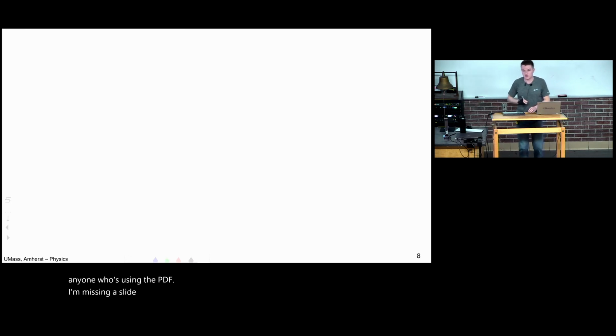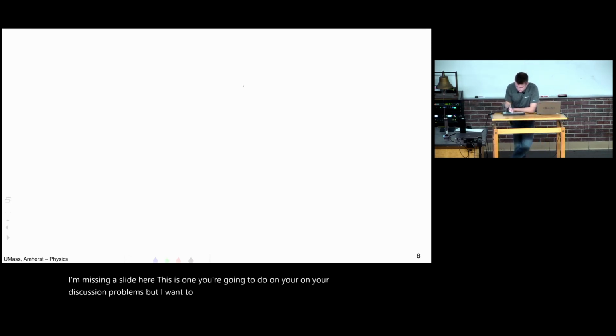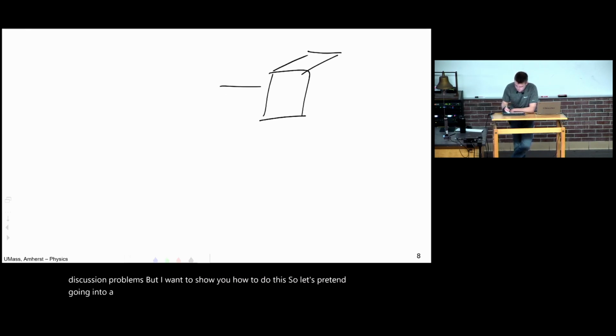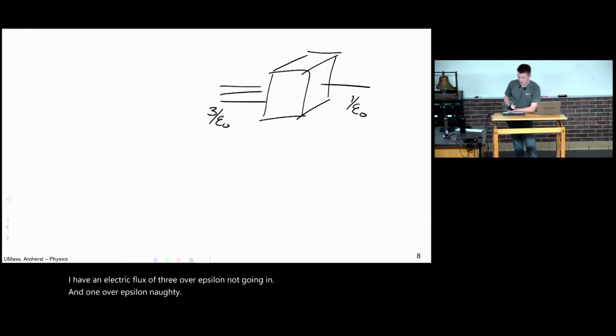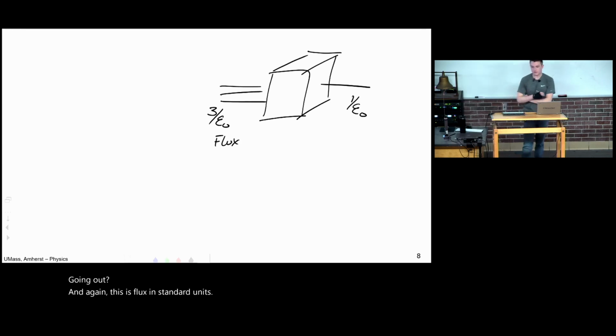This is one you're going to do on your discussion problems, but I want to show you how to do this. So let's pretend going into a box, I have an electric flux of 3 over epsilon naught going in and 1 over epsilon naught going out. And again, this is flux in standard units. I want you to find for me the net charge enclosed in the box.